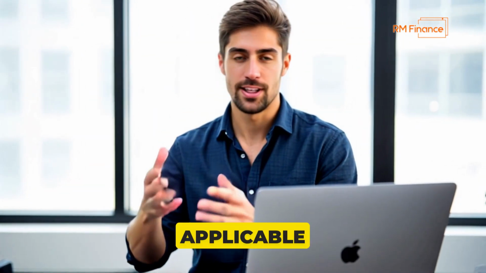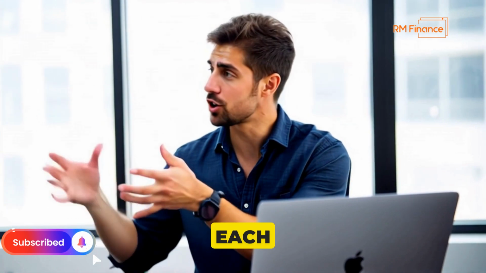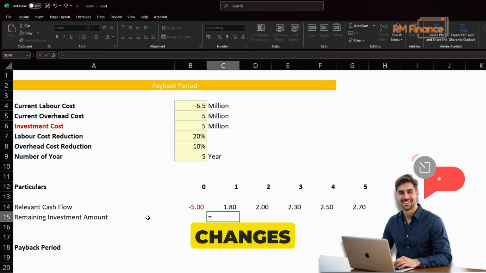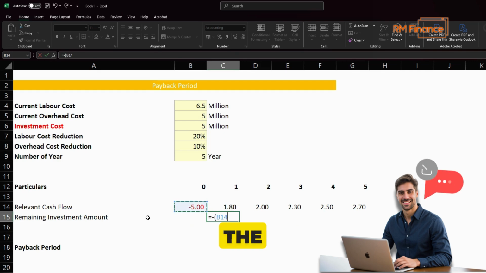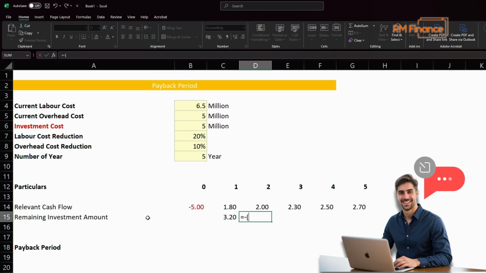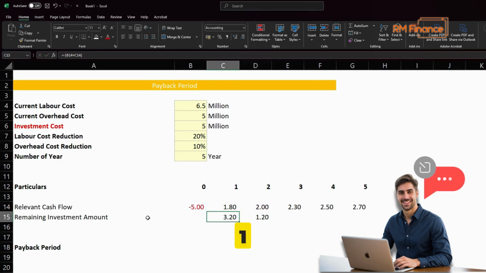This formula is applicable only when the annual cash flow remains stable or consistent each year. For educational purposes, let's assume that the annual cash flow changes each year. In year 1, the cash flow is $1.8 million, which reduces the remaining investment from $5 million to $3.2 million. In year 2, the cash flow is $2.0 million, reducing the investment further to $1.2 million.